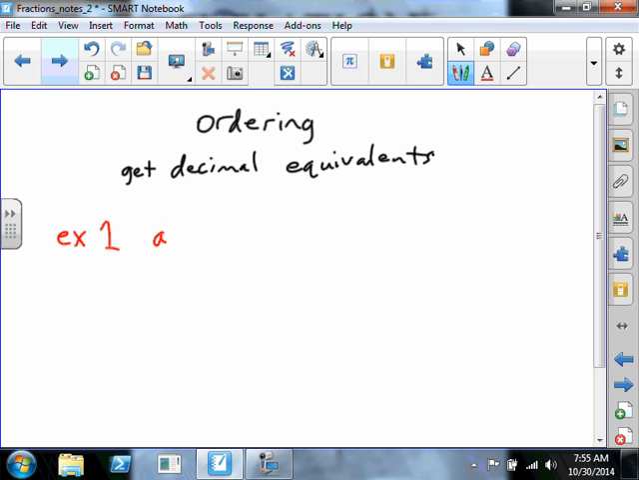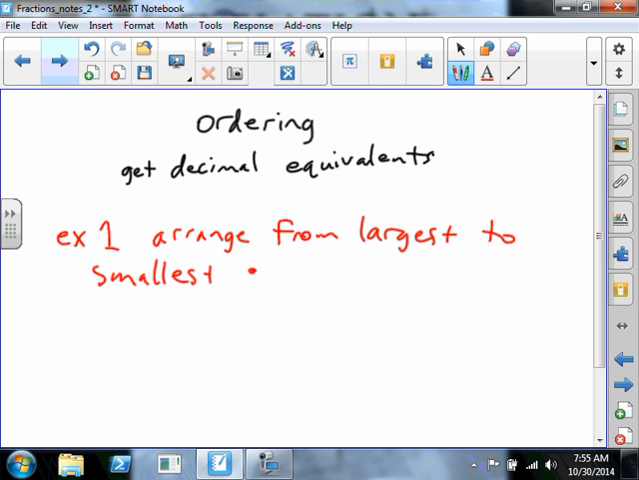Example 1. Arrange from largest to smallest these fractions. We'll go with 5/8, 1/2, 3/5, and 7/16. All right? So of those fractions, there's one of them that you should know the decimal equivalent of without any question. And that one would be 1/2. Yeah, 1/2 has a decimal equivalent of 0.5. I'm hoping that everybody's clear about that.